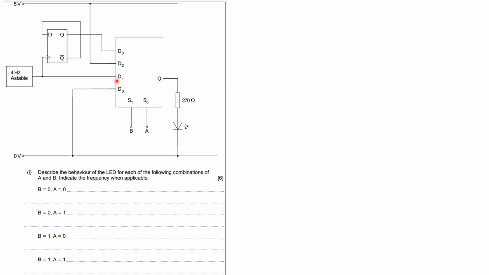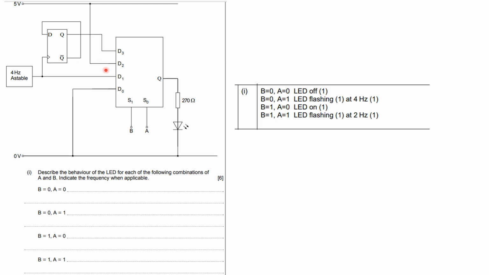If the number 2 gets through, LED will be on and remain on. And then if D3 gets through, it will be flashing, but at half of the frequency. So it will be flashing at a rate of 2 hertz, 2 cycles per second. Okay. Show you the solutions for that. Yeah, flashing at 4 hertz and flashing at 2 hertz. So that's where you get 2 marks for that one, to actually say the frequencies.